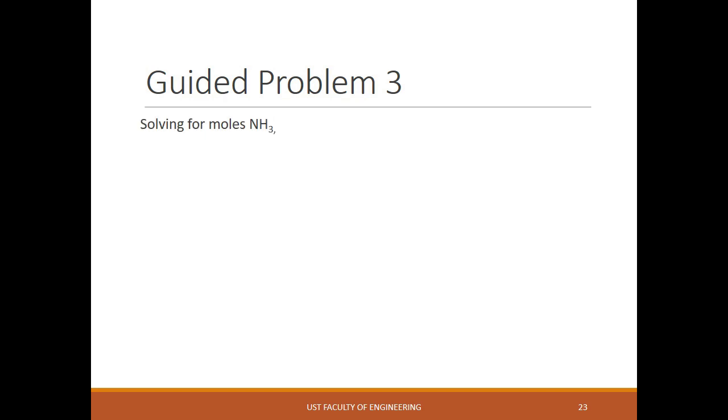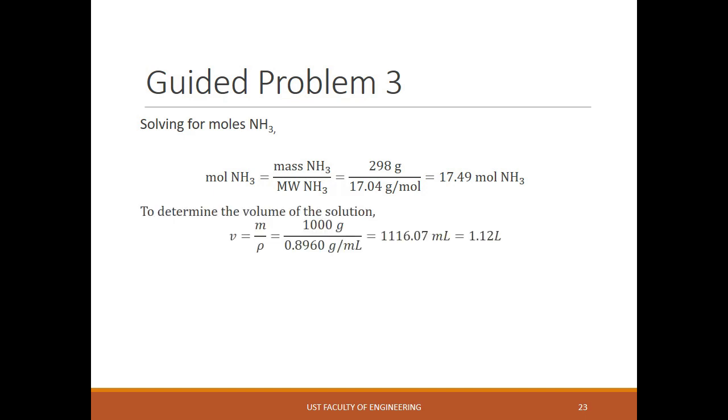Solving for the moles of the solute ammonia, we have mass of ammonia at 298 grams divided by its molecular weight 17.04 grams per mole, and it will give us 17.49 moles of ammonia. To determine the volume of the solution, we can calculate this by dividing the mass of the solution, which is assumed at 1 kilogram, by the given density of 0.896 grams per mL. This will give us a volume of 1116.07 mL or 1.12 liters.